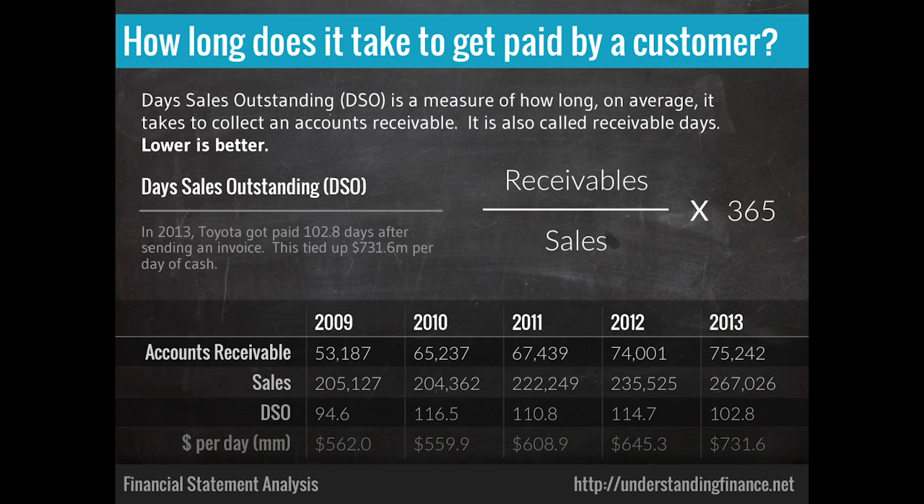So one of the things that I can see over 5 years is that Toyota is taking longer to get paid. And this is important because if I take $75 billion worth of receivables, 75,242, and I divide it by that 102.8 days, then that tells me that 1 day of accounts receivable is $731.6 million tied up. So what's the impact of an extra 8 days? You're looking at well over 5.5, almost $6 billion of cash that's being tied up just from those extra 8 days that they have slowed down over the last 5 years. So this is a really key metric to look at because it's not only the length of time, which could eventually lead to bad debt, but it ties up a lot of cash.